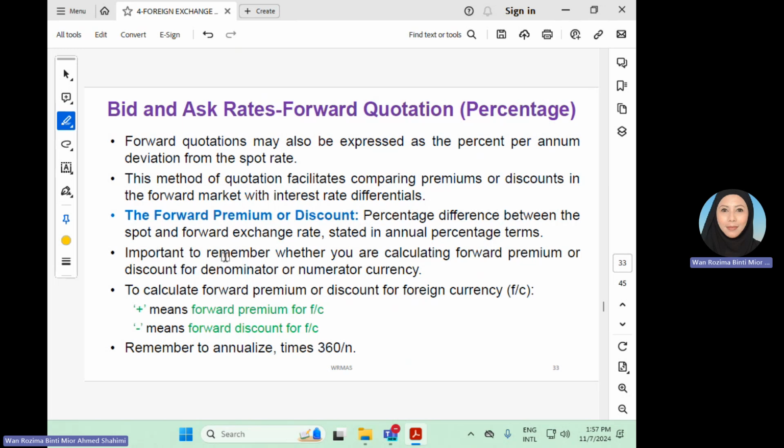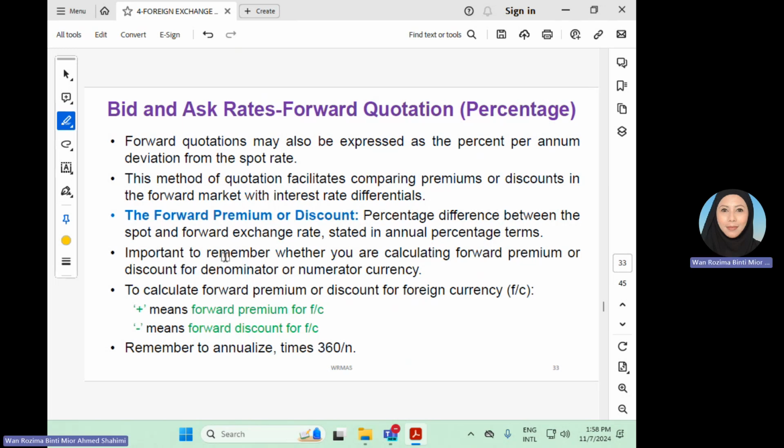Forward quotation may also be expressed as the percent per annum deviation from the spot rate. Yeah, this method of quotation facilitates comparing premiums or discounts. So when you calculate and get the answer, then you determine whether it's a forward premium or forward discount. Okay, but I'm going to show you the calculation later on. But this is the concept, yeah. So at the end of the day, you want to know whether it is forward premium or forward discount. The forward premium or discount is the percentage difference between the spot and forward.